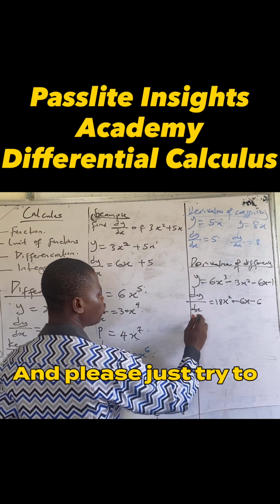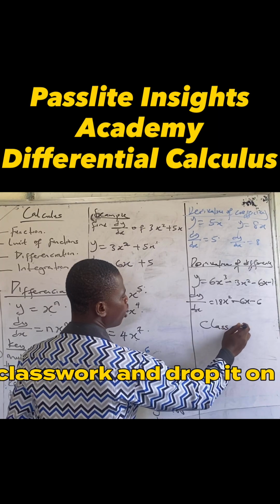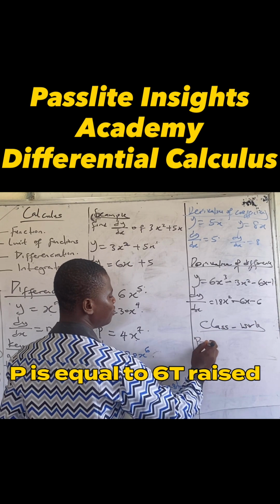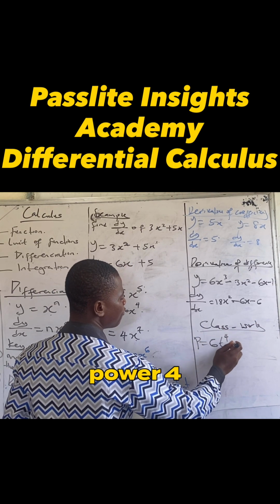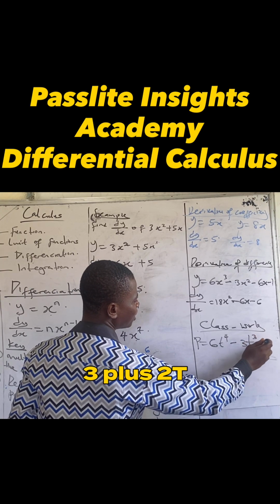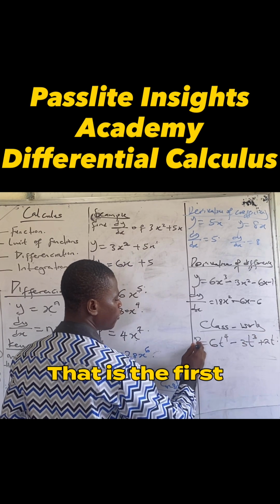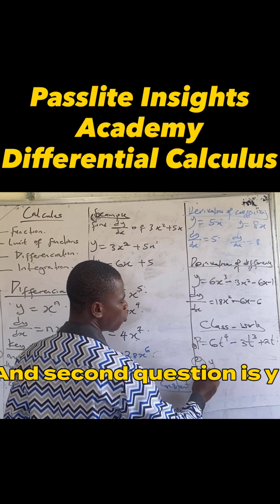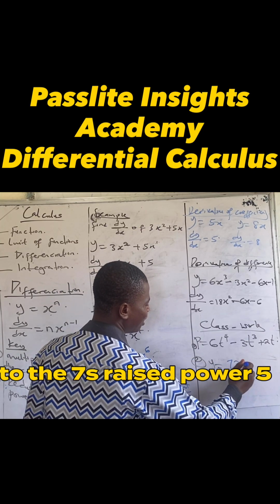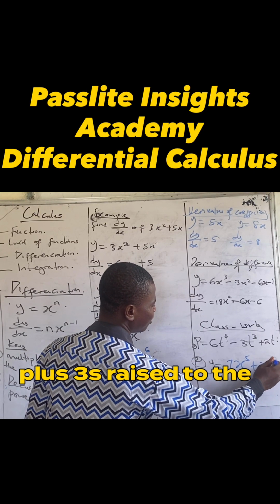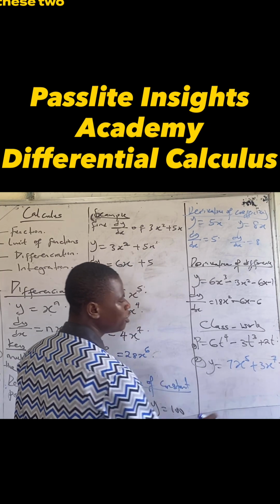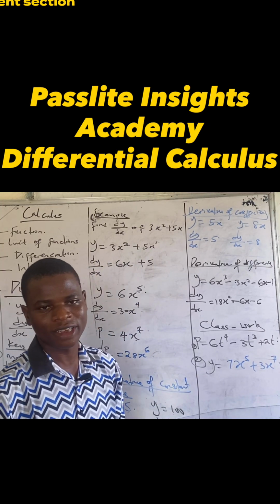And please just try to solve this classwork and drop it in the comment section. p is equal to 6t raised to power 4 minus 3t raised to power 3 plus 2t. That is the first question. And the second question is y is equal to 7s raised to power 5 plus 3s raised to power 7. So solve these two questions and drop it in the comment section.